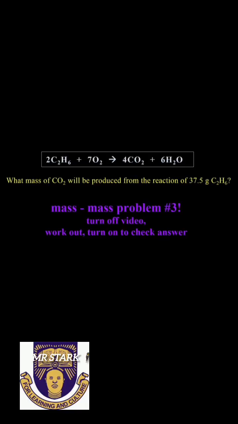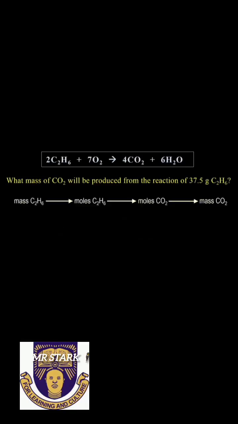Let's do one more mass-mass practice using the combustion of ethane, C2H6. First, we'll add coefficients to balance. What mass of carbon dioxide will be produced from the reaction of 37.5 grams of C2H6? Why don't you turn off the video and see if you can work it out, and then come back to see how you did. If you have trouble getting started, let's first make a map and then follow the map.